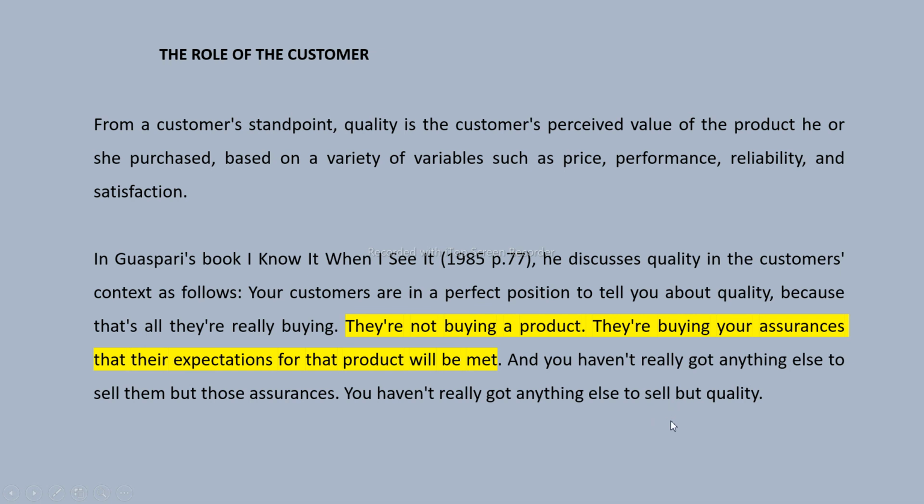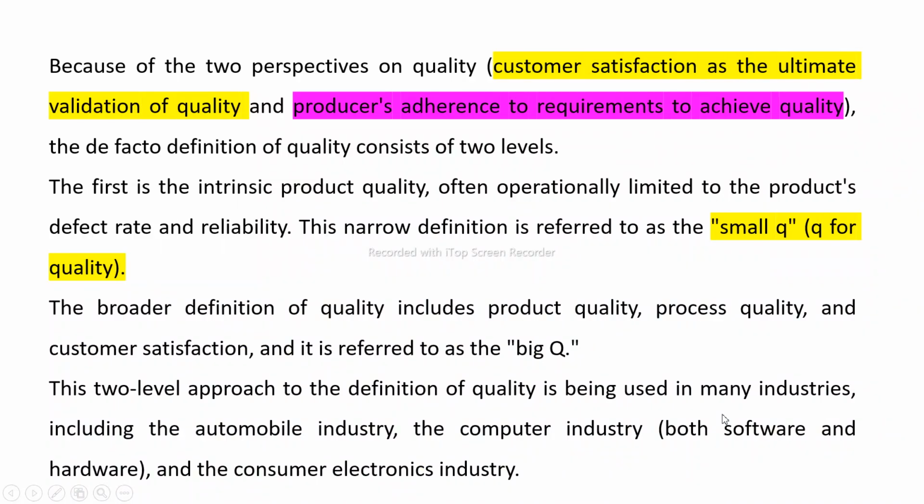Finally, what we are selling is our quality. Apparently it looks like we are selling a product, but what we are selling depends upon the assurance, how much satisfaction the customer gets. That's why we are selling the quality.